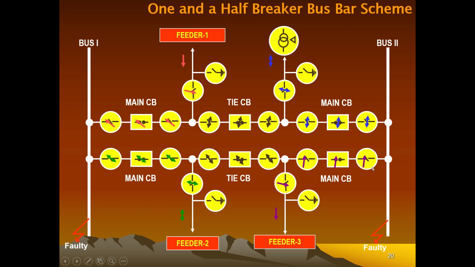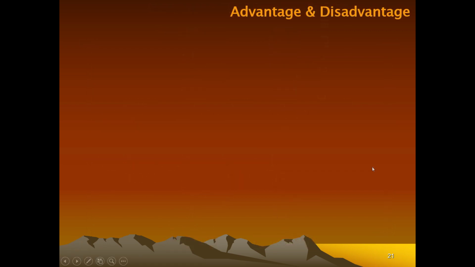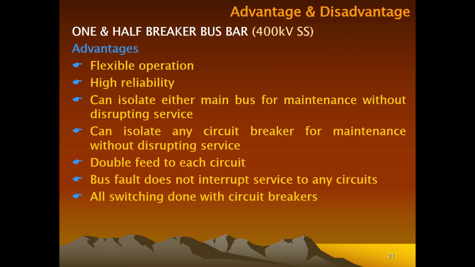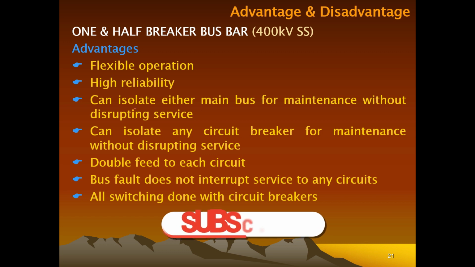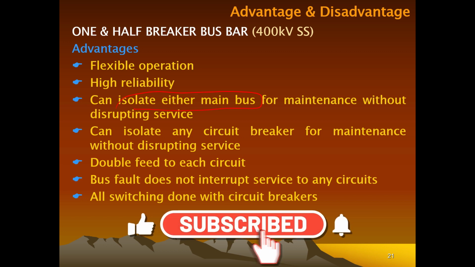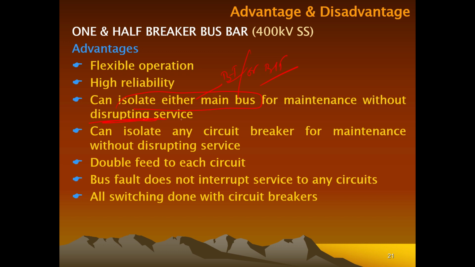Likewise for feeder 1, feeder 4 condition also. So what are the advantages? The advantages are flexible operation, high reliability, can isolate either main bus for maintenance without disrupting service. So you can isolate either bus 1 or bus 2 for maintenance without disrupting service.